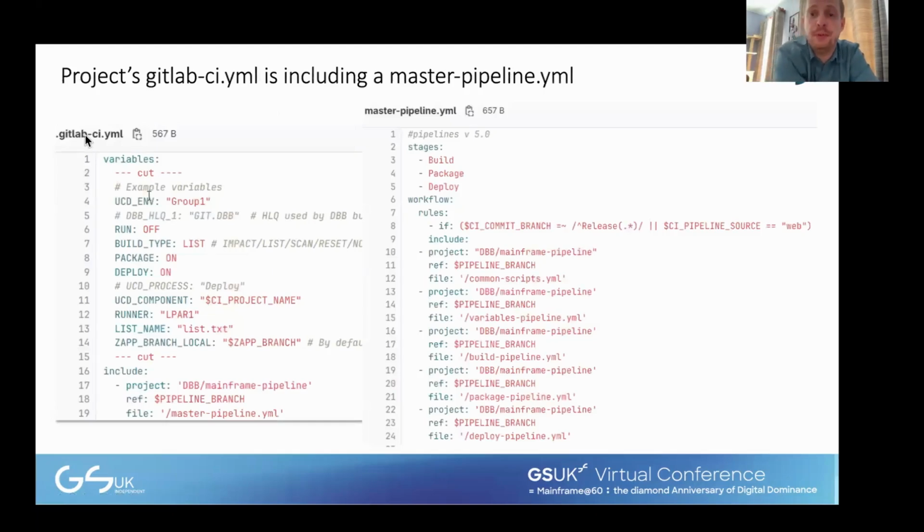Here's an example of a project's GitLab CI YAML files. On the left side, that's the project's, the application's, right? Unique definition. And you can see that it has only some basic settings. And then instead of defining the whole script, all the stages, and everything, it simply includes, I don't know if you can see my mouse, probably not, at the very bottom, it just simply includes the master pipeline, which is shown on the right side of the screen.